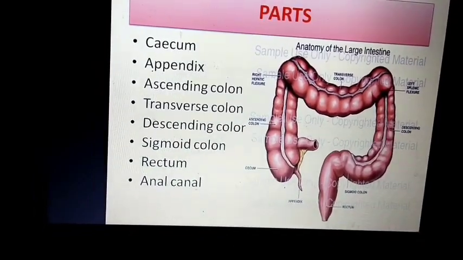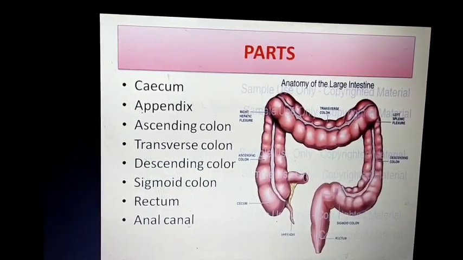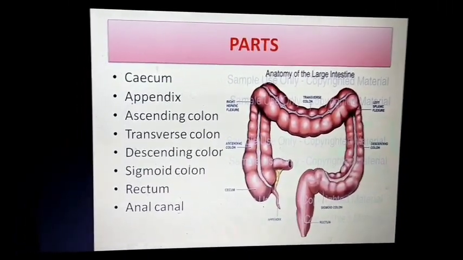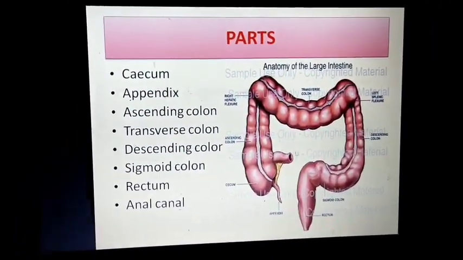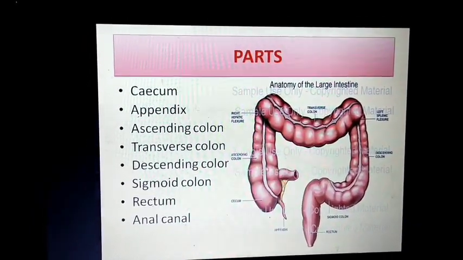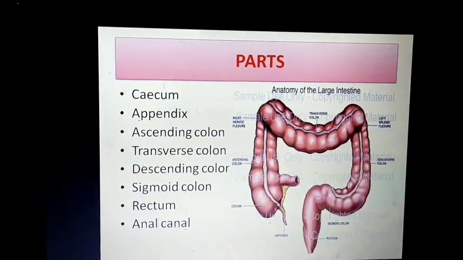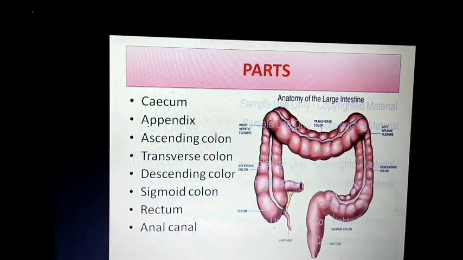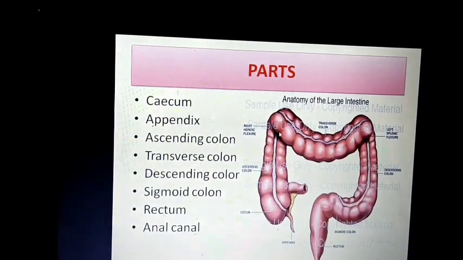Ascending colon, transverse colon, descending colon, sigmoid colon, rectum and anal canal. These are the parts of a large intestine. This is from the appendix to the ileocecal junction. This is a part of the cecum. From the ileocecal junction or ileocecal valve to the hepatic flexure, this is the ascending colon.